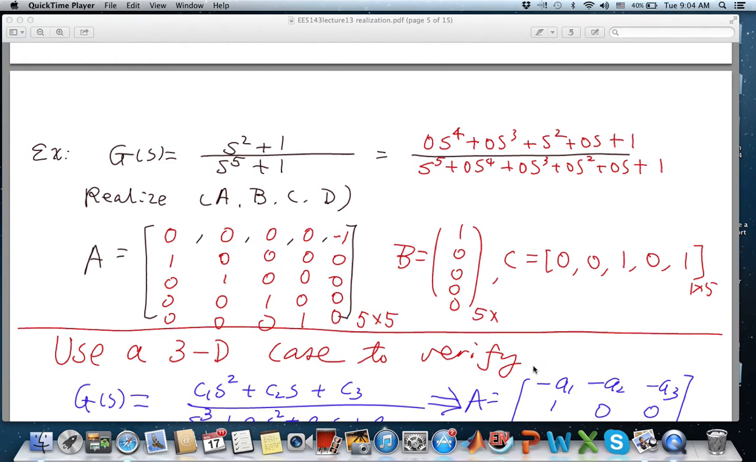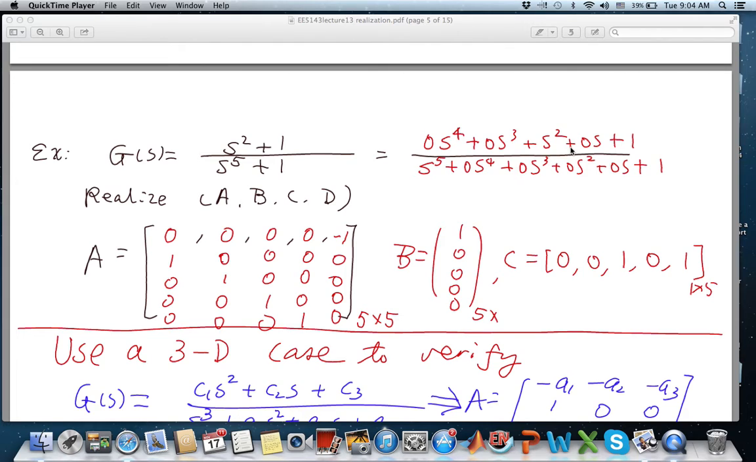So our first example is going to be (s squared plus 1) divided by (s to the power of five plus 1). If we rewrite this transfer function by the order, we can see the denominator will be s to the power of five plus 0 s to the power of four plus 0 s to the power of three plus 0 s squared plus 0 s plus 1. And then we can do the same thing for the numerator. It's going to be 0 s to the fourth order plus 0 s cubed plus s squared plus 0 s plus 1.